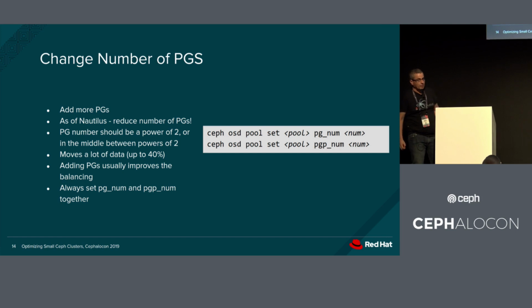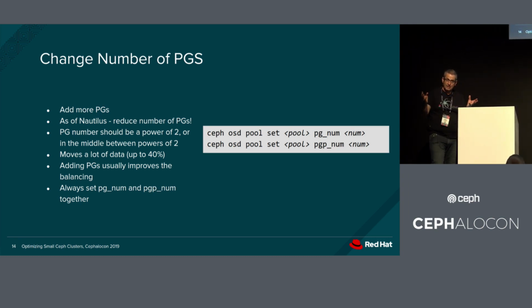Changing the number of PGs. OK, if you are not using Nautilus, and you don't have the autoscaler, then your best chance of getting better balancing is a larger number of PGs. As the number of PGs gets larger, you have better statistical distribution, and then you'll get a better balanced system. Especially, we'll see when you look at primary PG distribution, which is only statistical. You can't influence it in any way.